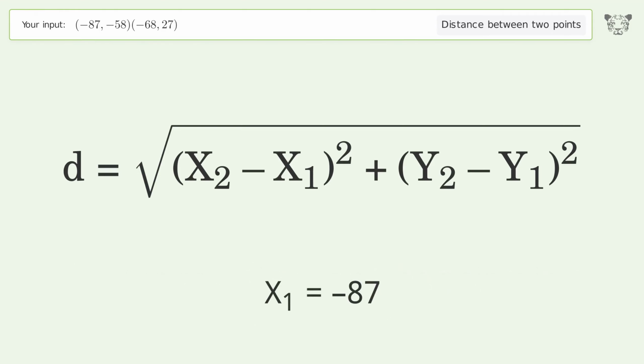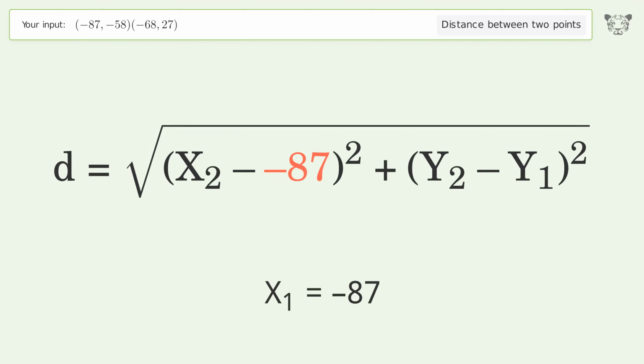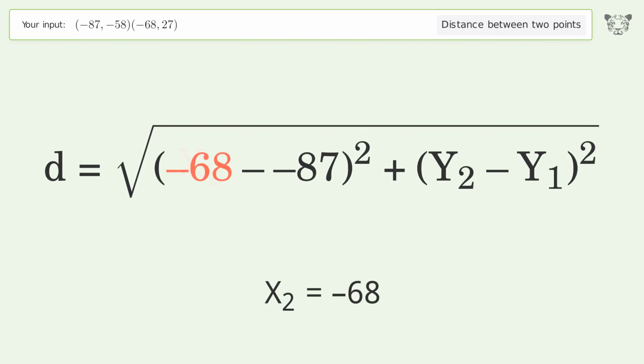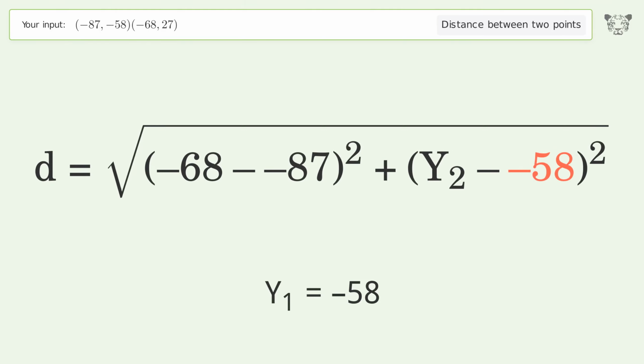x1 equals negative 87. x2 equals negative 68. y1 equals negative 58. y2 equals 27.